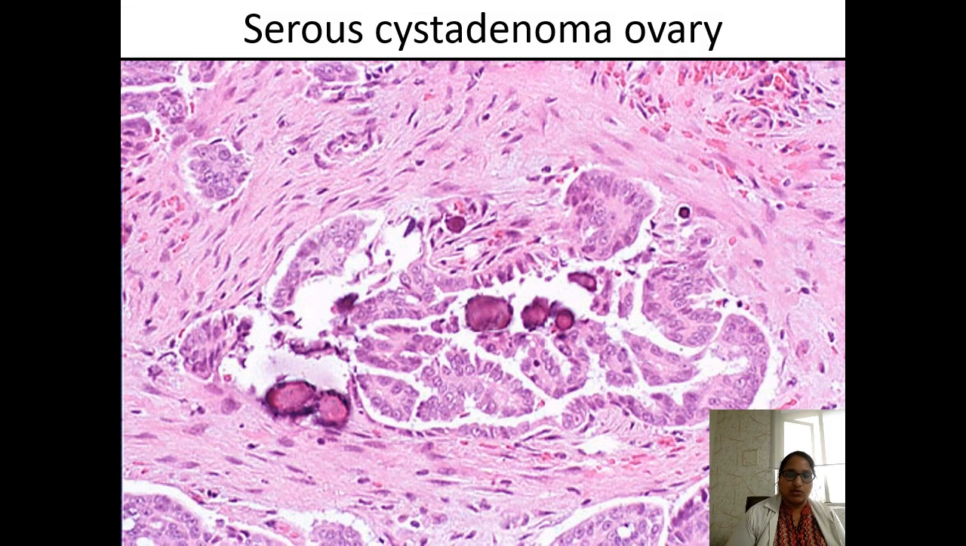This is a serous cystadenoma of the ovary. Here we can see calcification in the form of psammoma bodies, where there will be a lamellated appearance of the calcified bodies. This is the tumor serous cystadenoma of the ovary. These psammoma bodies are also seen in other tumors like papillary carcinoma of thyroid, meningioma, and so on.